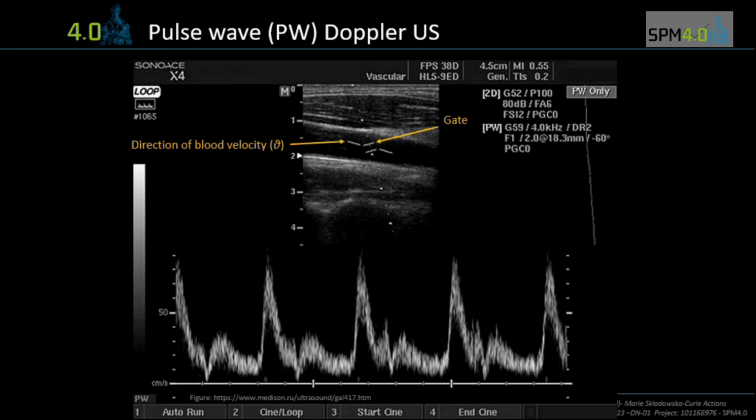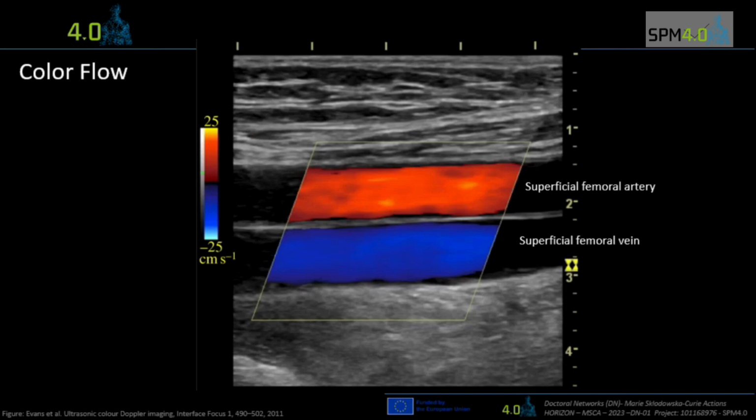But we don't only have this one point measurement. There's also a second technique which is called color flow, sometimes color Doppler, where we create an image of the blood velocity distribution. Its first purpose is to identify different structures. Here, for example, we see veins and arteries. Everything that is red colored has a velocity projection towards the transducer.